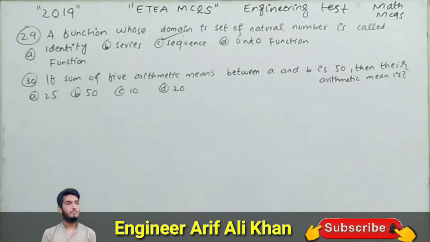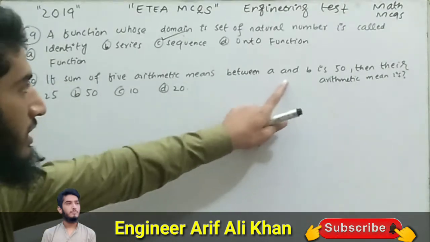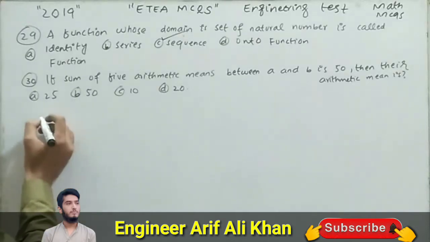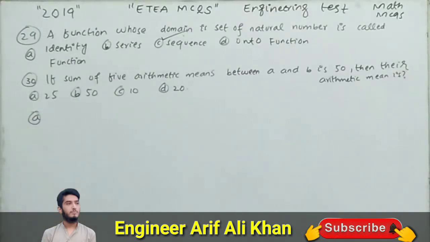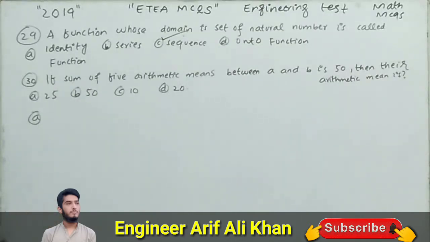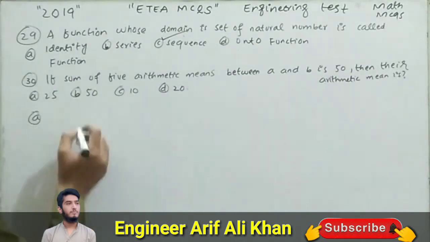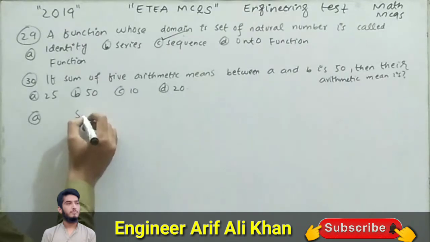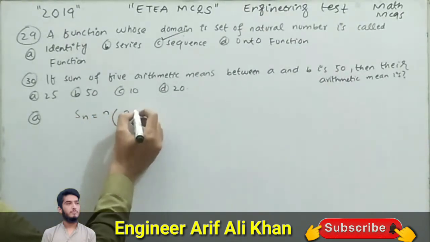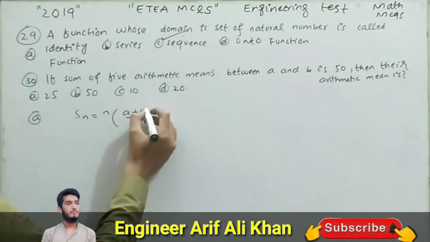Move to the next MCQ number 30. It tells that if the sum of the 5 arithmetic means between A and B is 50, then their arithmetic mean will be. Move to the solution of this MCQ number 30. Remember, through the short trick we can solve this MCQ within 1 minute. So through the short trick we have the general formula that the sum of n arithmetic means is equal to n into A plus B divided by 2.